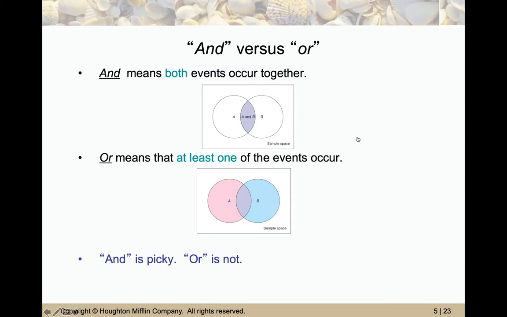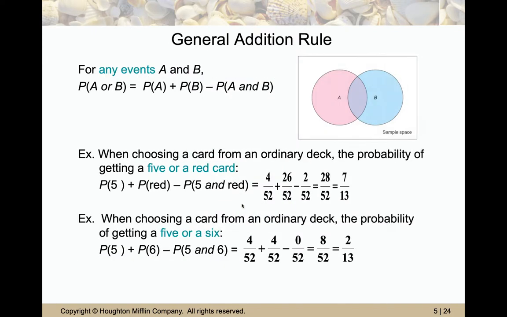And versus or. So far we've been talking about and. And means both events occur together. So if we have events A and B, and is the overlap. Or means that at least one of the events occurs. It's okay if they both occur, but you want at least one of them. So that would look like the event A being colored in all the way and the event B being colored in all the way. And our little overlap there is still purple. It is included in our favorable outcomes, and is picky, or is not.